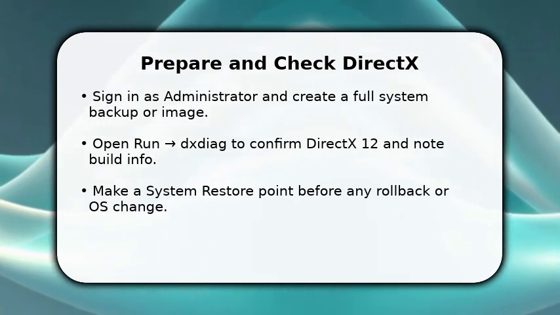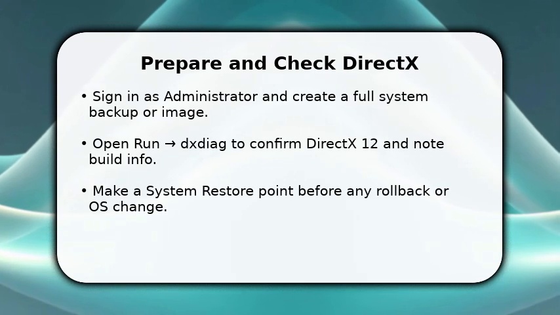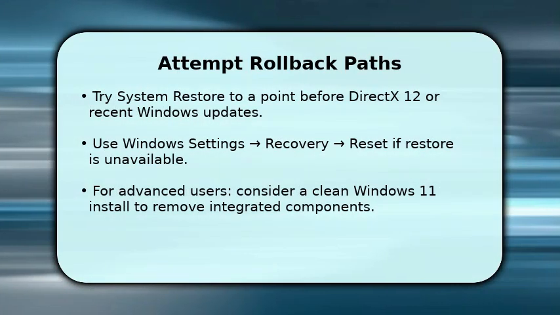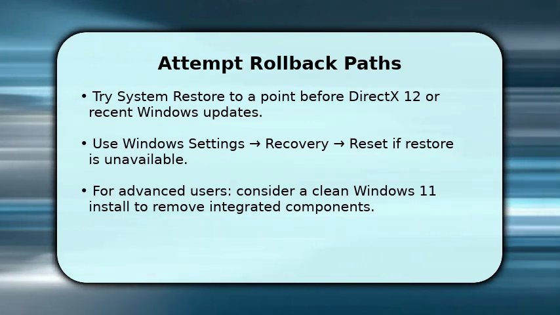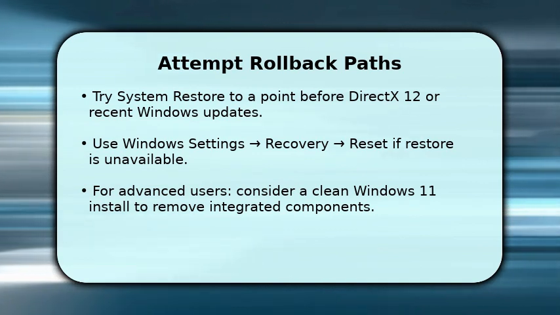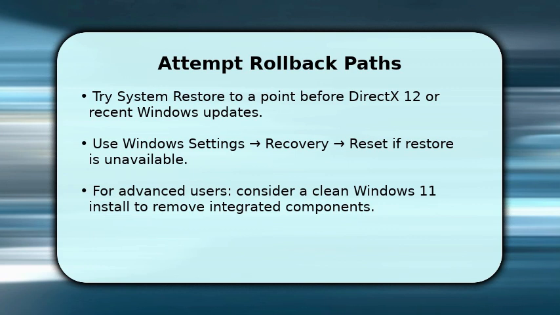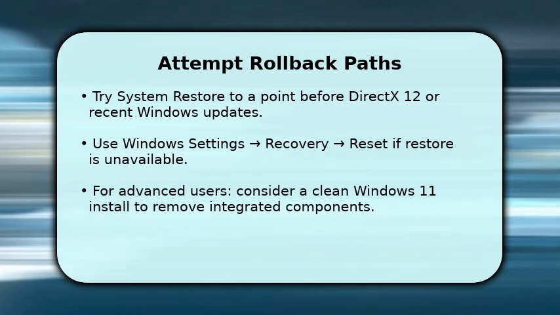First, run System Restore to a point dated before DirectX 12 exposure. This is the safest rollback method. If no suitable restore exists, use Settings > System > Recovery > Reset this PC, and choose to keep files or remove everything. That restores core system components. For advanced control, a clean Windows 11 installation from official media removes integrated changes.